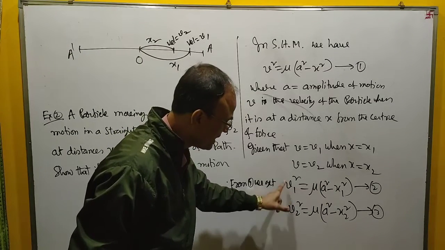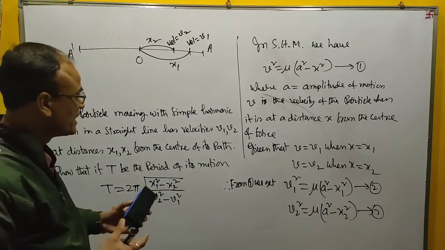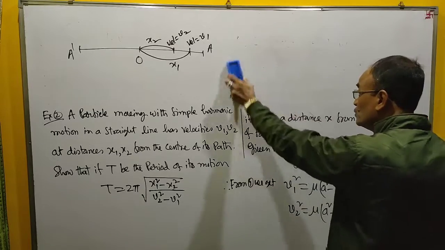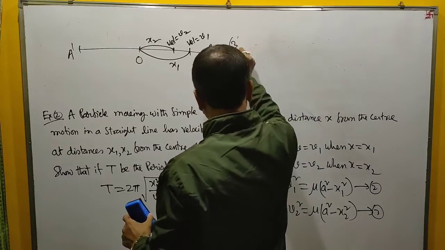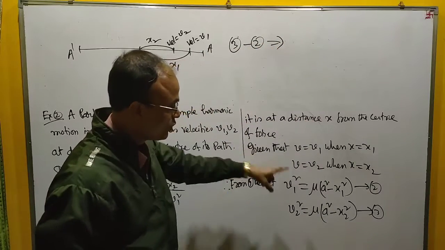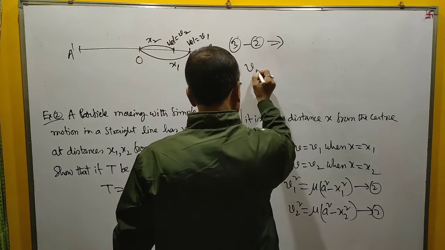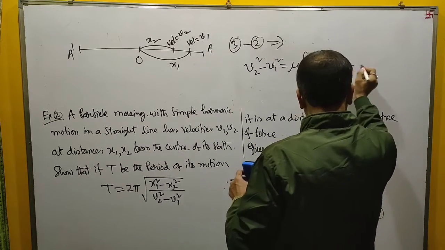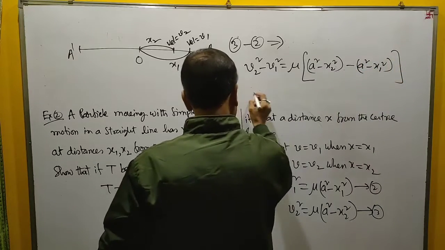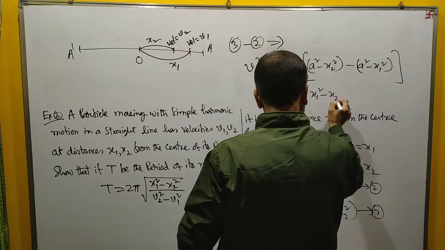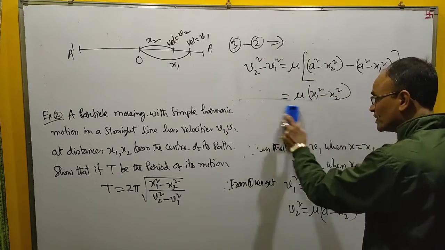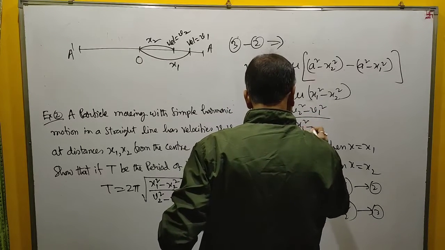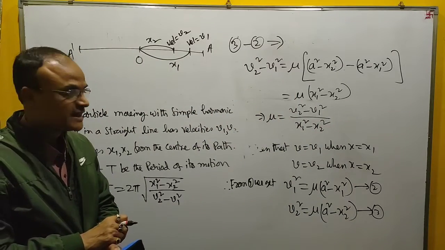Now, subtracting 2 from 3, we get v2 square minus v1 square equal to mu into a square minus x2 square, minus a square minus x1 square, since a square is common. This is equal to mu into x1 square minus x2 square. This means mu equal to v2 square minus v1 square divided by x1 square minus x2 square.